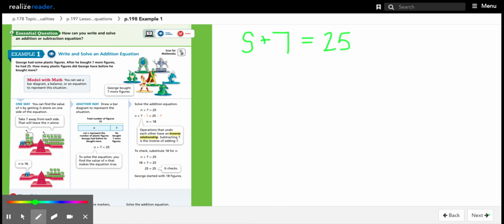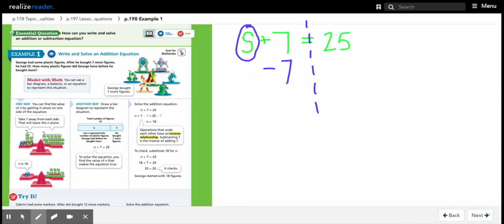Okay, I have to keep my equation balanced. So I'm going to keep my left side of my equation balanced with my right side of my equation. Well, my goal is to get this S alone. Right now, what is attached to the S? Right now, a plus 7 is attached to the S. In order to get rid of that plus 7, I have to do the opposite operation of addition. What is the opposite operation of addition? Subtraction. So instead of plus 7, I'm going to have to minus 7. Whatever I do to one side, I have to do to the other side. That's what keeps my equation balanced.